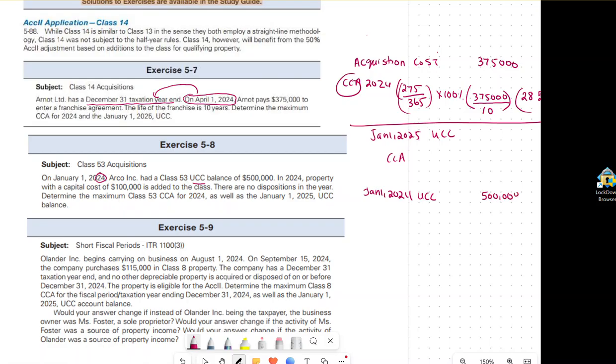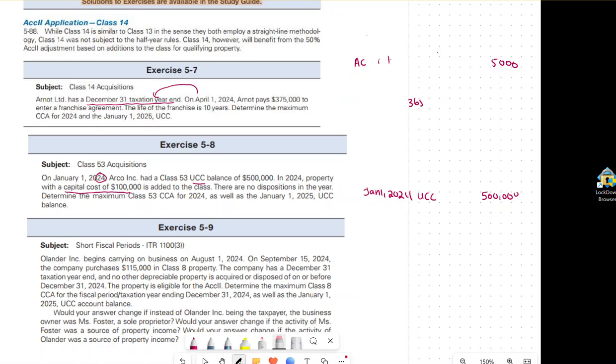This property has a capital cost, that's the accounting term, but under income tax we call them acquisition costs. Under accounting, we call it a capital cost. In 2024 there is a capital cost of 100,000. So that is my acquisition. Acquisitions are additions, and we purchased 100,000 worth of property in this class.